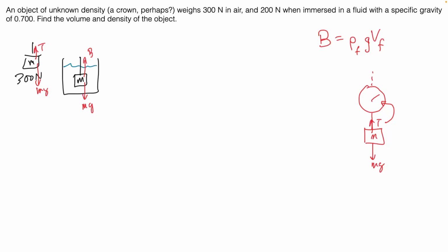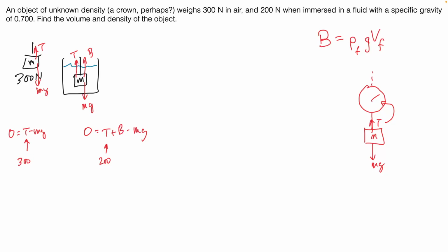So while it's hanging in air, we've got the tension up and the weight down. And when it's inside the fluid, we now have two forces that are pointing upwards, the tension and the buoyant force. In air, we have T minus mg, but when it's inside of the liquid, we have T plus the buoyant force minus the weight. So here, this is reading 300, and over here, this is reading 200, right? That tension changes as it goes into the liquid.